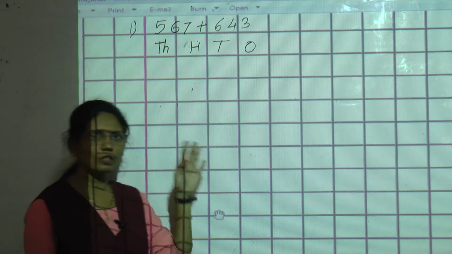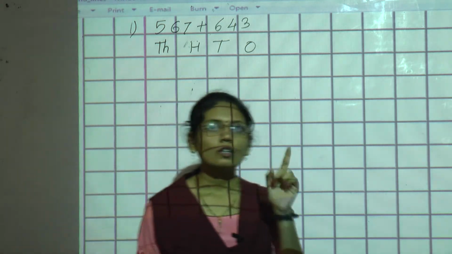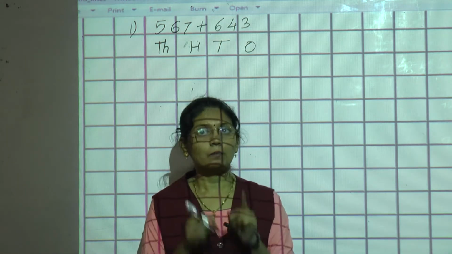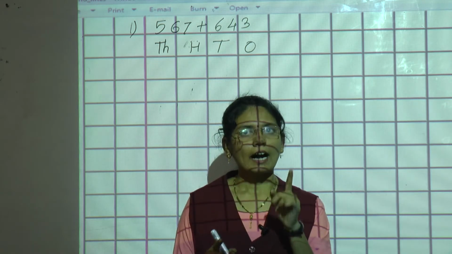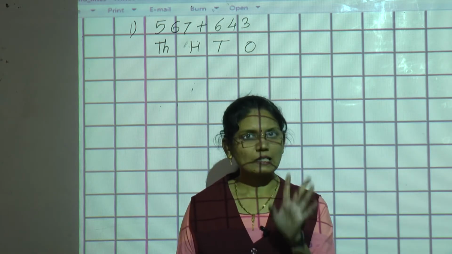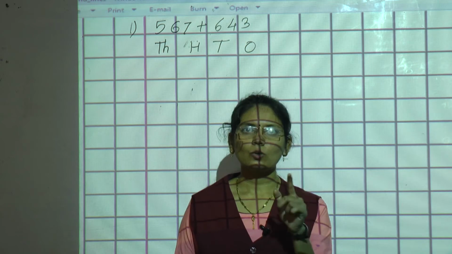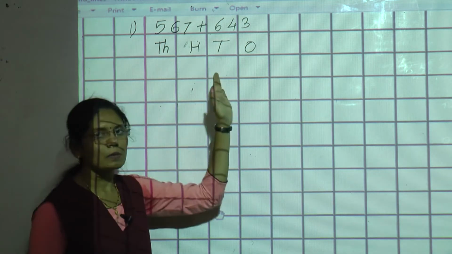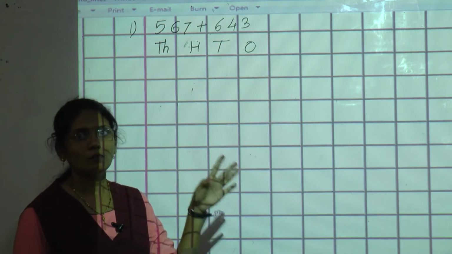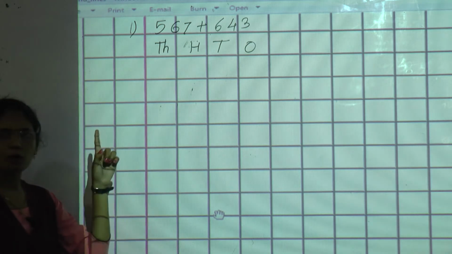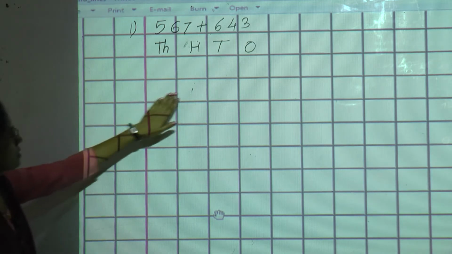See students, in your notebook also you have to draw a place value chart properly with the help of scale and pencil. Then you have to arrange these numbers in the place value chart one below the other, and then only you have to solve. Keep this thing in your mind.